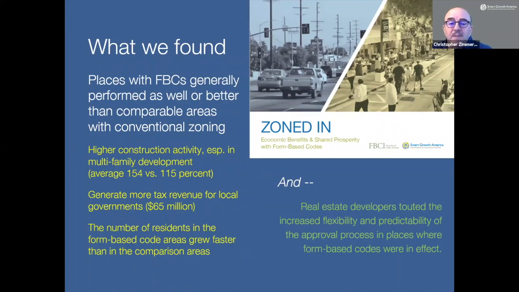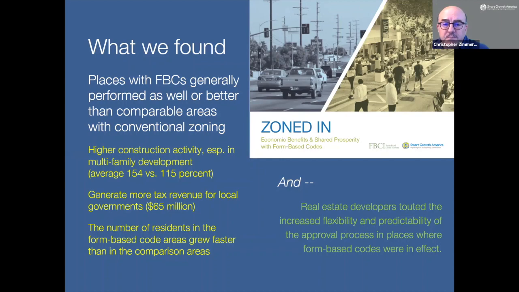In terms of development, the construction activity was higher, especially in terms of multifamily development, average of 154% versus 115% over that time. In other words, both were growing, but the form-based codes area grew more. They generated more in tax revenue for local governments. The number of residents in the form-based code areas grew faster than in the comparison area. And on the qualitative side, real estate developers touted the increased flexibility and predictability of the process in places where the form-based codes had been put into effect.